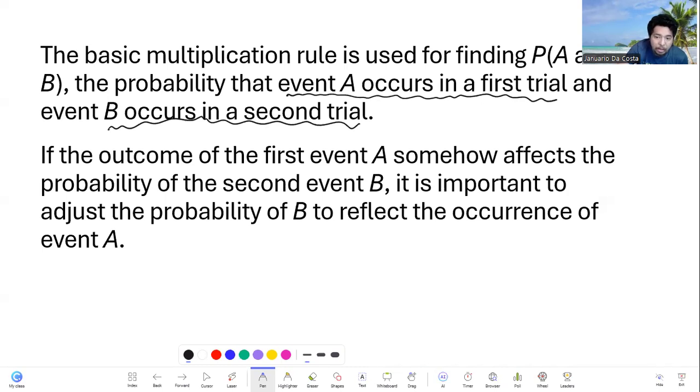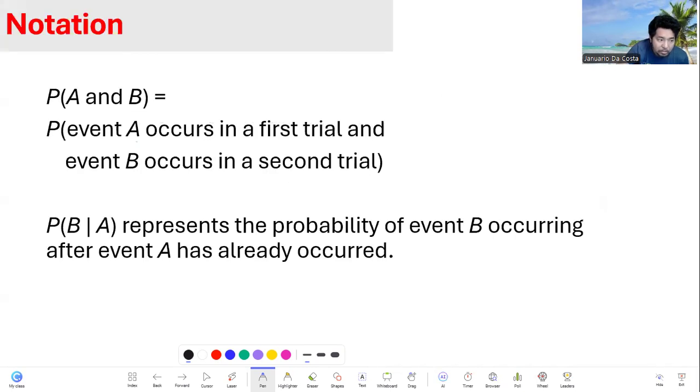Now, that's basically what the multiplication of probability means. The notation of multiplication of probability is like this. You write it as P of A and B.